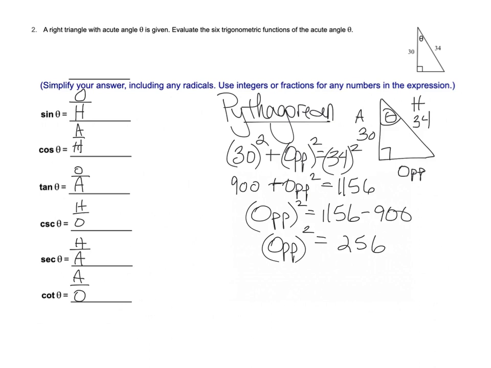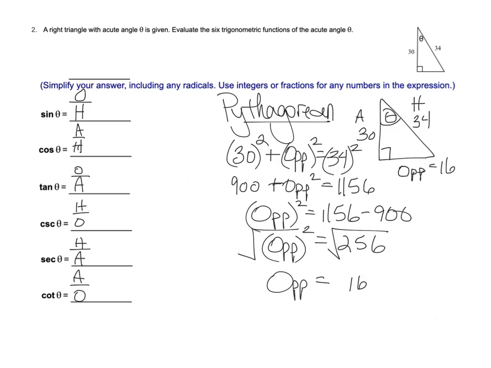And here we are again. We can take the square root of both sides, right? So my opposite equals 16. Okay, so let's go up here. We have the opposite equals 16.